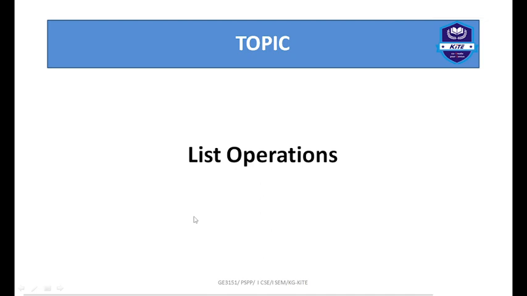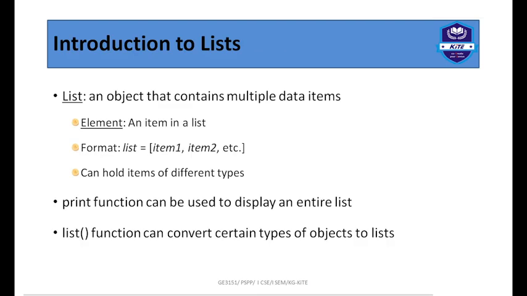Today we are going to discuss what a list is and its basic set of operations. A list is an object that contains multiple data items. An item can also be called an element. The syntax of the list is the name of the list equal to the items that should be mentioned within square brackets, like item 1, item 2, etc. Each of the items should be separated with a comma.